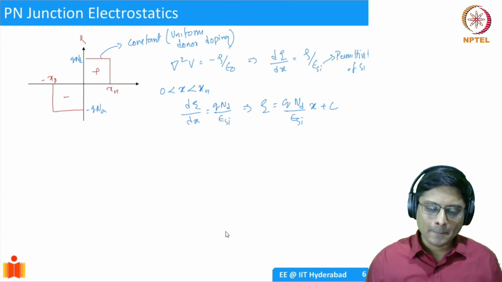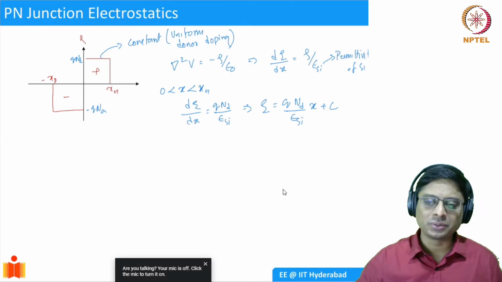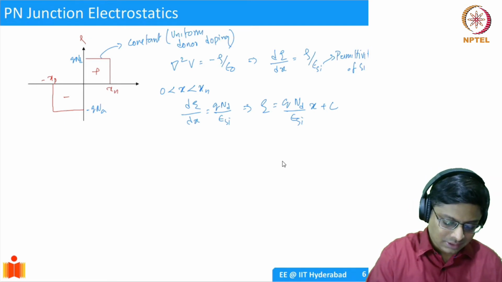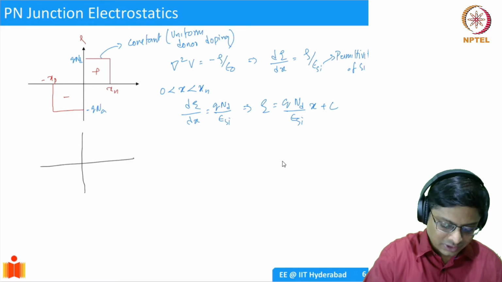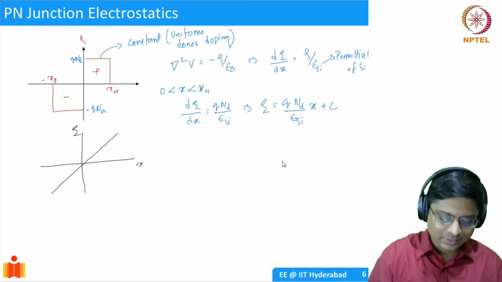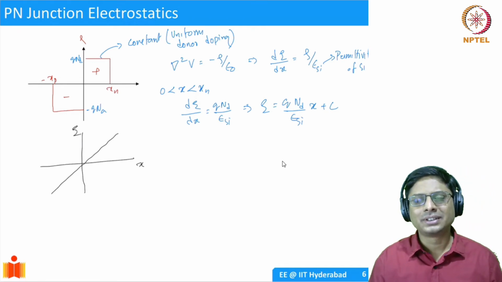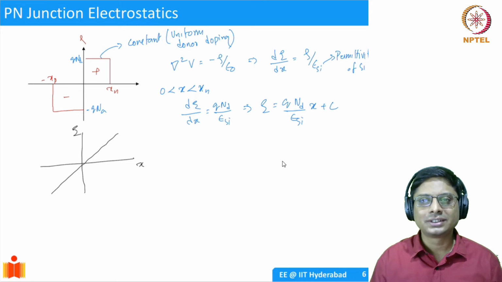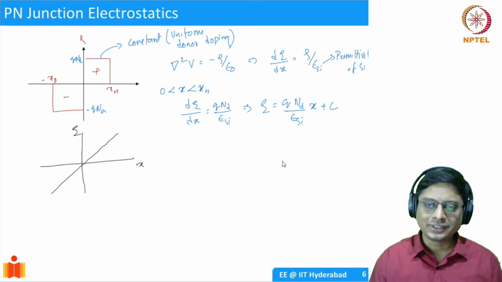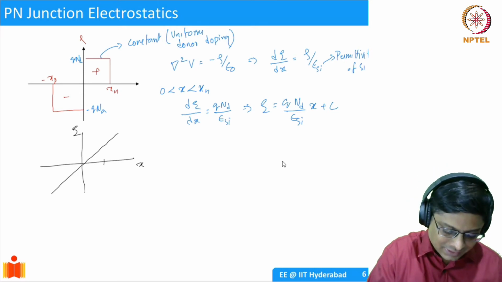Before we solve it further, let's think about what direction the field should be. What should be the qualitative behavior of the field? It's going to be linear, right? Is it possible to have a field which looks like this, E versus x? This is a linear function. Would it work? Well, if you have something like this, it's not going to work. The reason is, remember, this is, let's say, xn and this is xp.